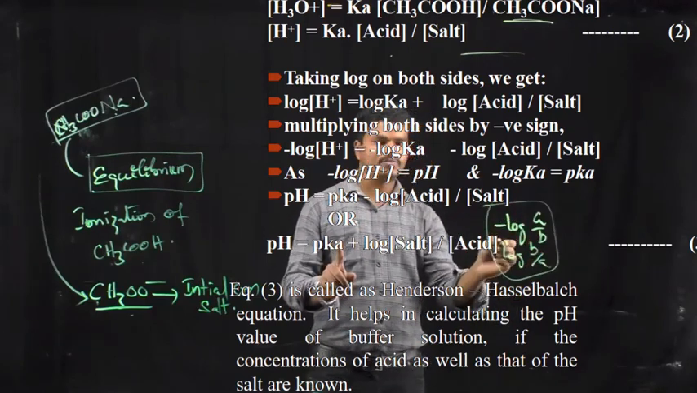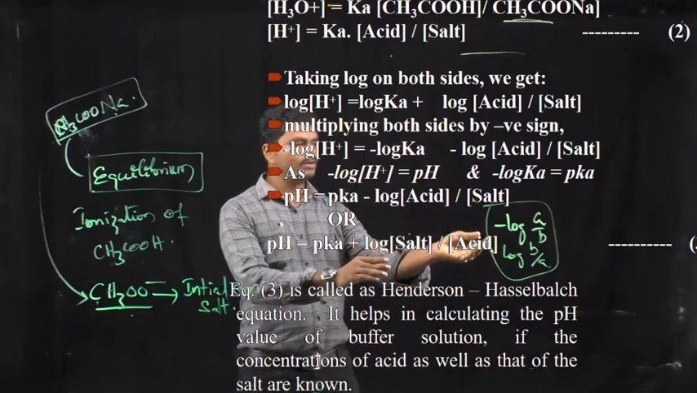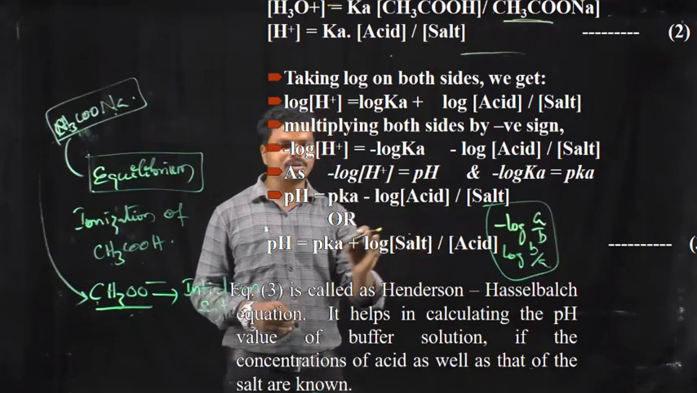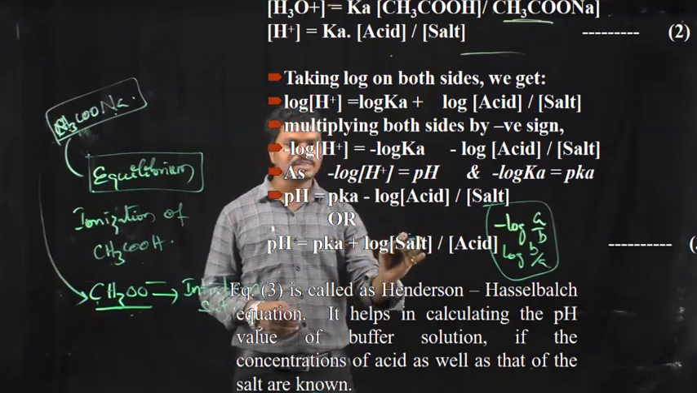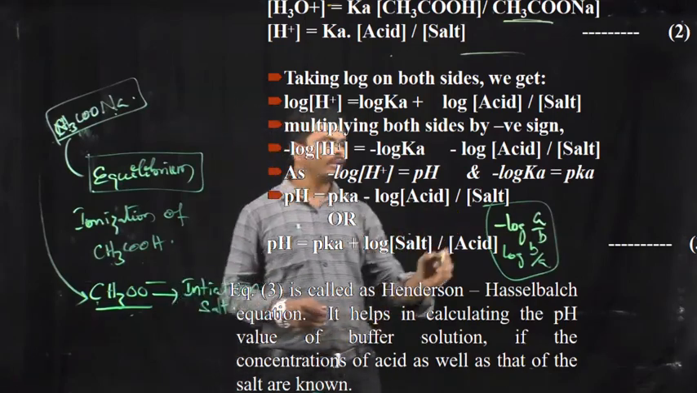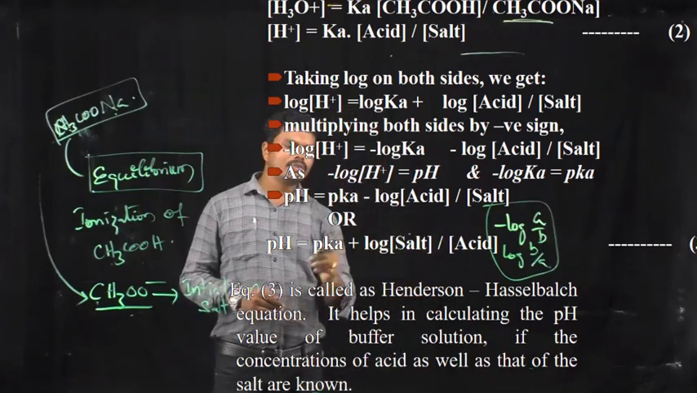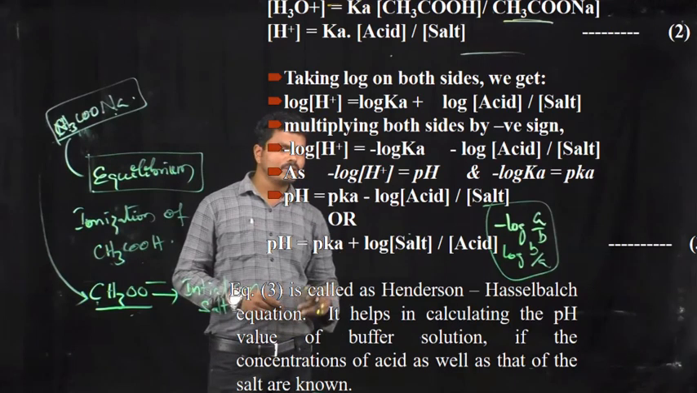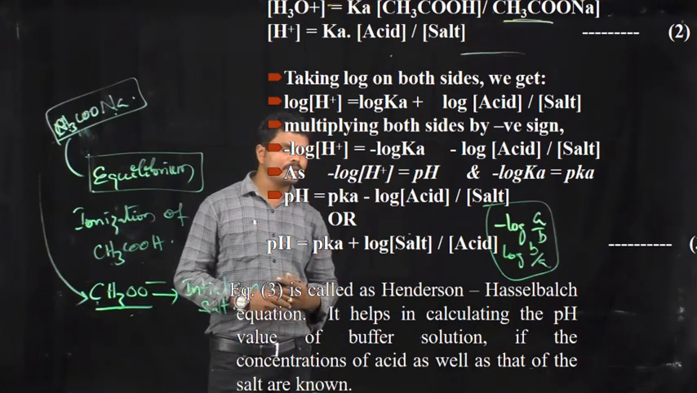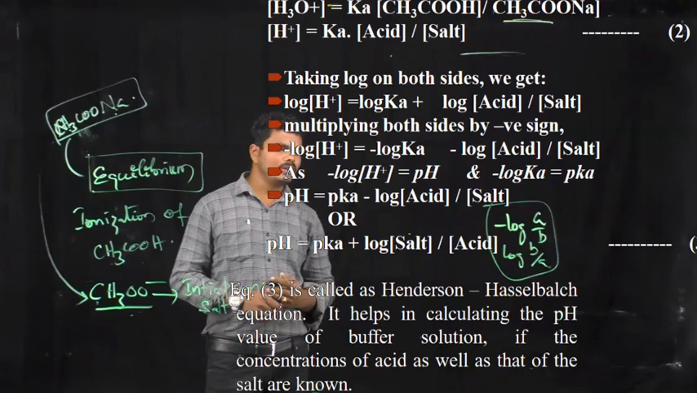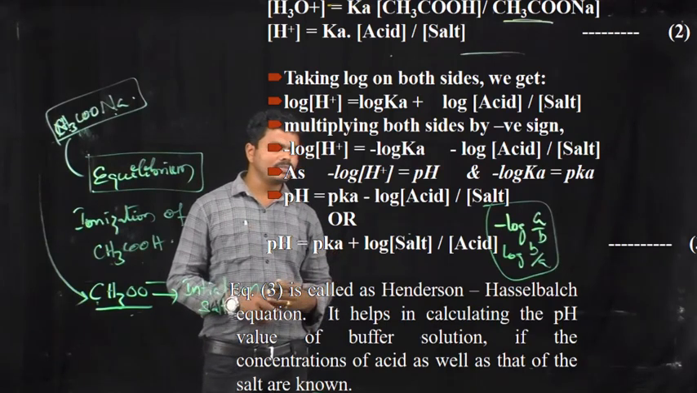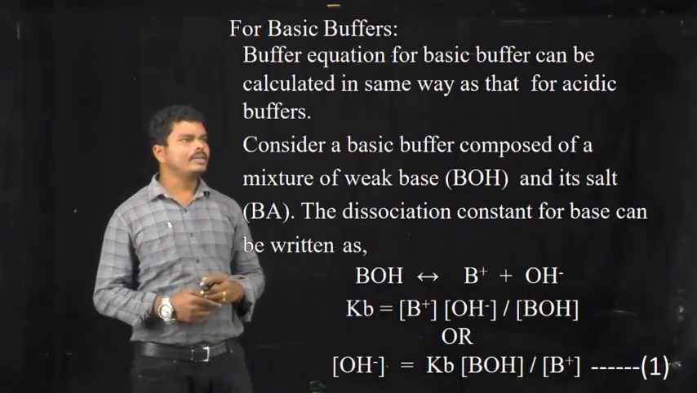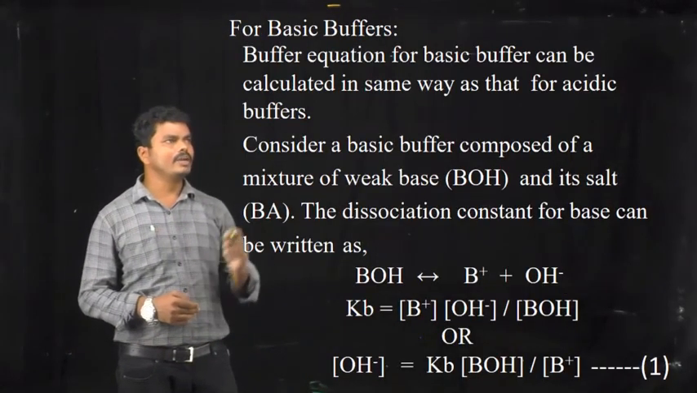So when you apply this formula to this equation, the ratio will be reversed. That is, minus log acid concentration by salt concentration can be written as plus log salt concentration by acid concentration. And this will be called the Henderson-Hasselbalch equation for the acidic buffers. By this equation we can determine the pH of the buffer, and also determine the concentration of the salt and acid present in the buffers. Similarly, we can write the Henderson-Hasselbalch equation for the basic buffers.